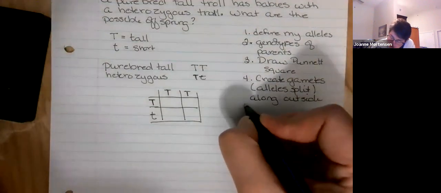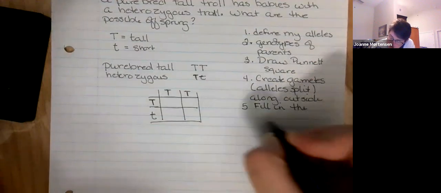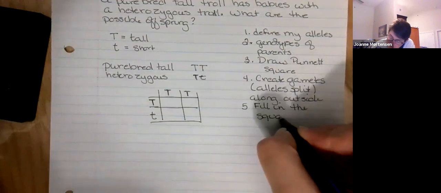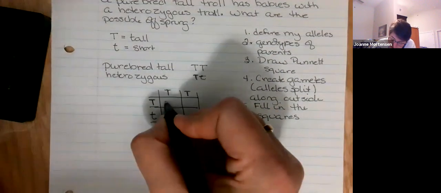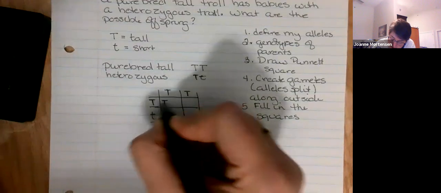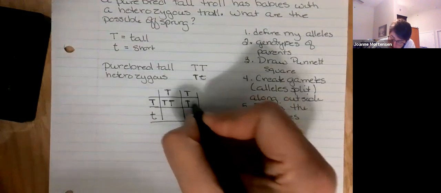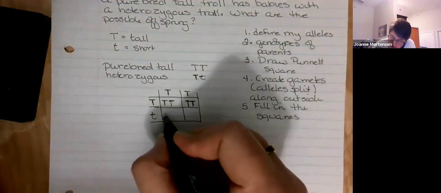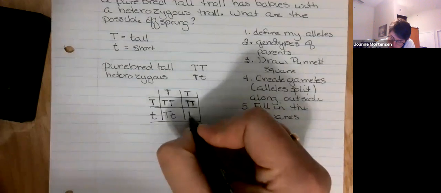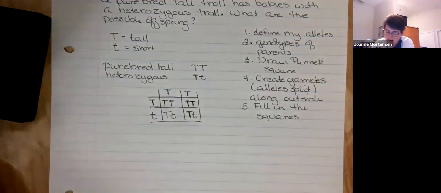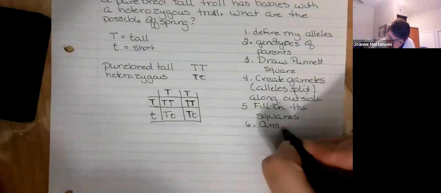So step number 5 is fill in the square. This is fertilization. This is making some babies. So I'm going to do it the way I normally do. So this T and this T go there. This T and this T go there. Here we have a capital T and a little t. And we have the same thing over here. Okay, and I guess question 6 is answer any questions.